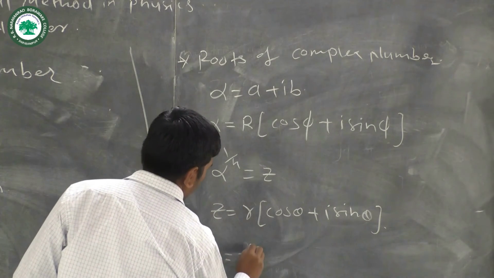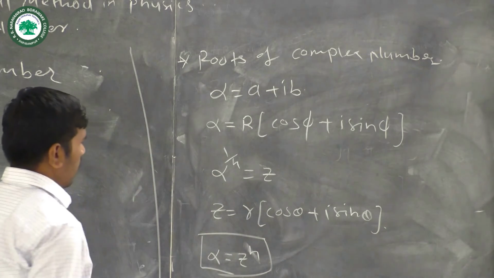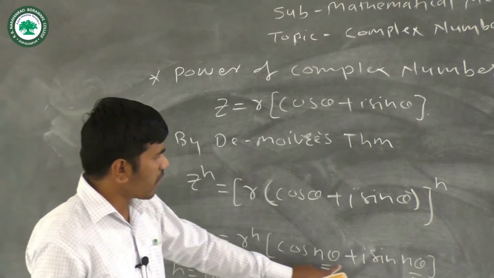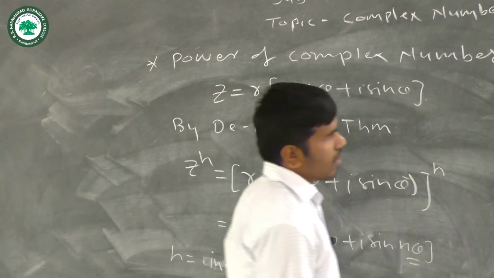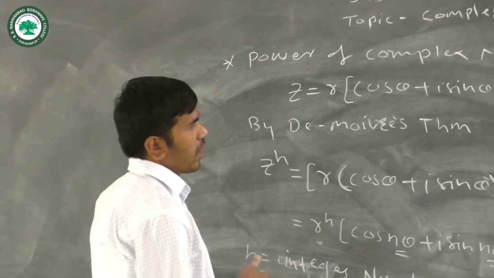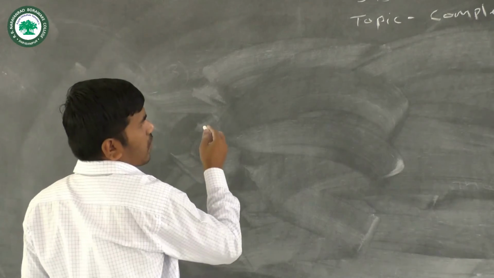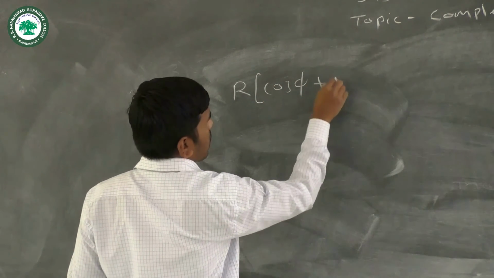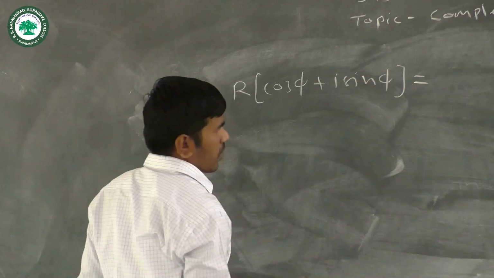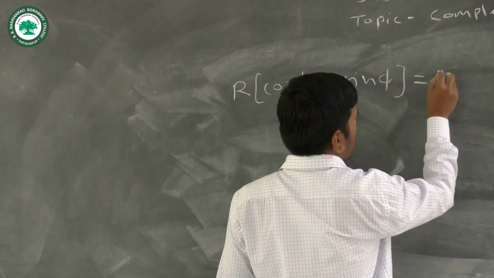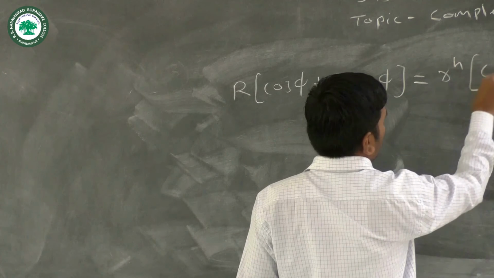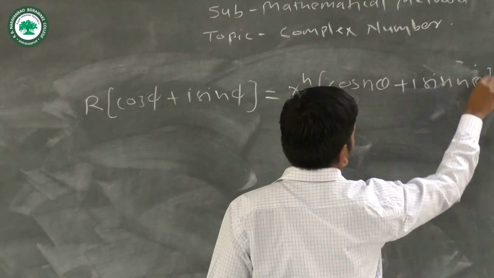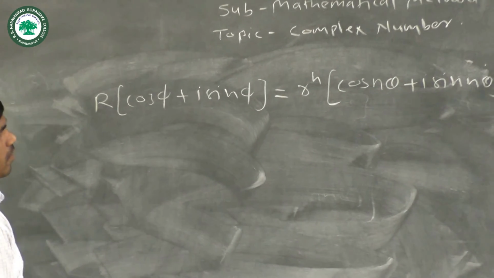Okay, from these relations, alpha is equal to z power n. So we know z power n is equal to what? r power n into cos n theta plus i sin n theta, and this theta is also changed to theta plus 2k pi. So alpha is equal to r cos phi plus i sin phi, which is equal to z power n. So z power n is equal to r power n into cos n theta plus i sin n theta, from De Moivre's theorem.